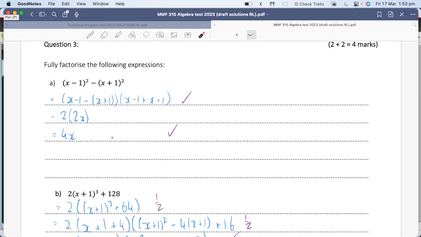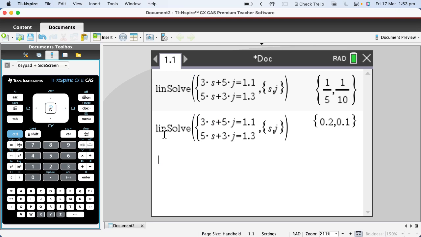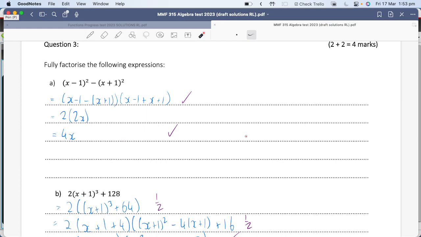Again, though, for a mark, just for a mark, menu, algebra, factor, or type it in. Literally as it says there, enter minus 4x. It's there for you on your calculator. If you didn't know how to approach it, then you could have done that. You could have also used, no, I won't go to that. I'll go through it a different time.